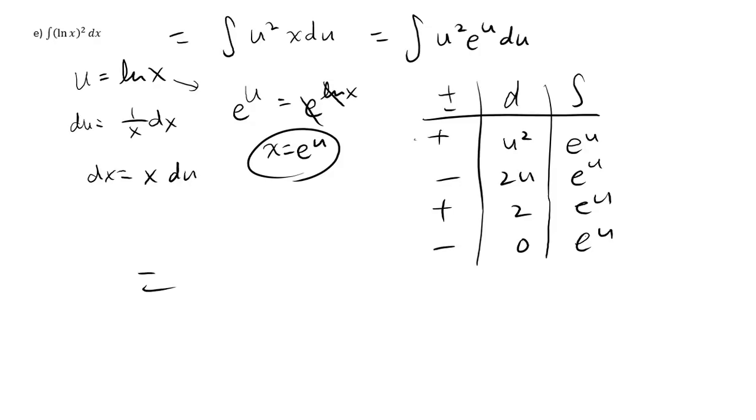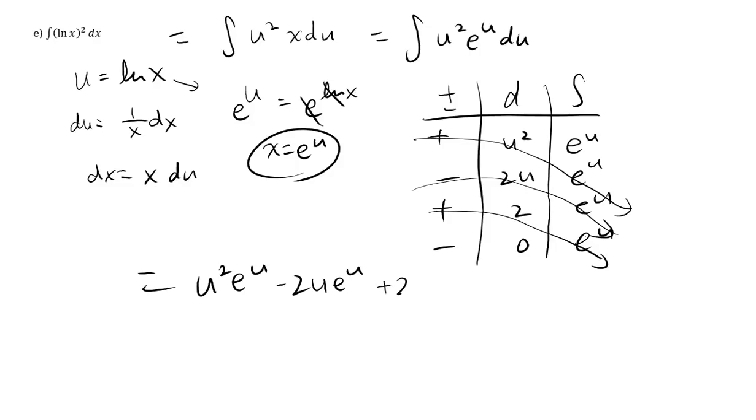Okay, so that gives you u squared e to the u, negative 2u e to the u, and plus 2 times e to the u. The last row has to be multiplied and integrated, which is 0, so that doesn't give me anything. And then you put plus c, since it's an indefinite integral. And since u is ln of x, you get ln of x squared.